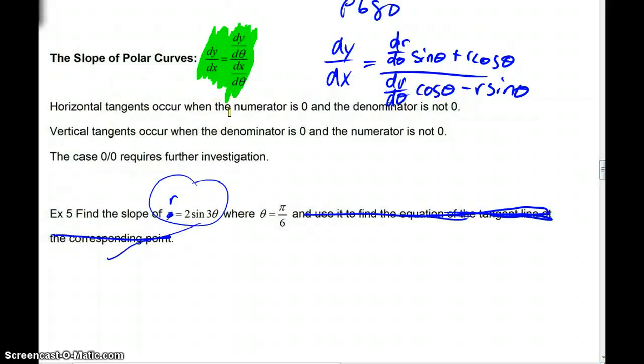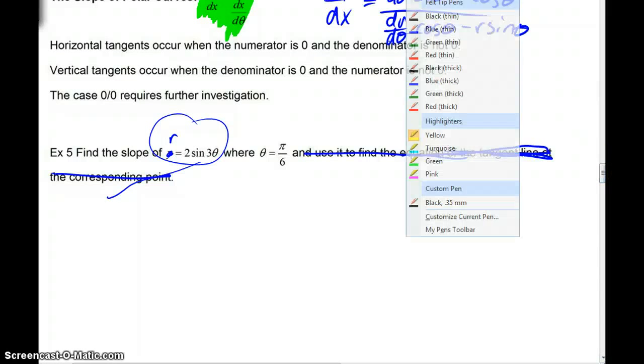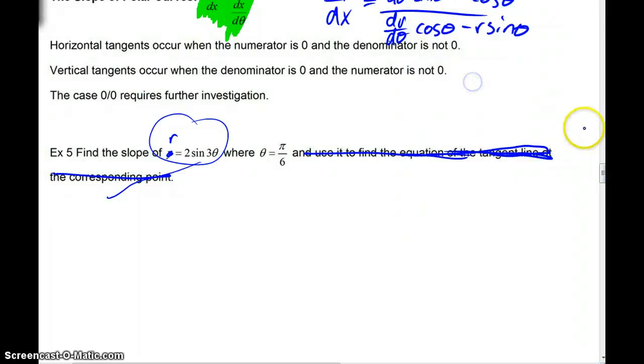We're going to talk about horizontal tangents. They are going to occur when the top is 0, when the numerator of our derivative, dy d theta, is 0, and the denominator is not 0. Vertical tangents occur when the denominator is 0 and the numerator is not 0. And the case 0 over 0 requires further investigation. We mentioned the other day that we would need L'Hopital's rule to work that derivative out. But let's very quickly do example 5.